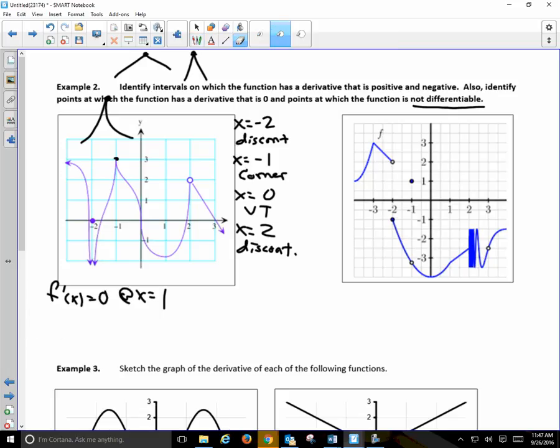Let's talk about where the derivative is positive. Over what intervals is it positive? Give me an example of one interval where the derivative is positive. -2 to -1. So right here, you can see that it's on its way up. Where else? 1 to 2.